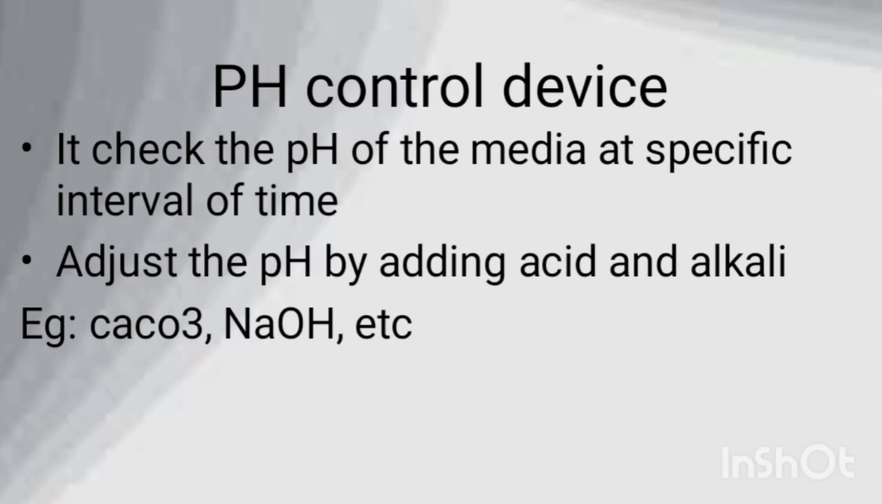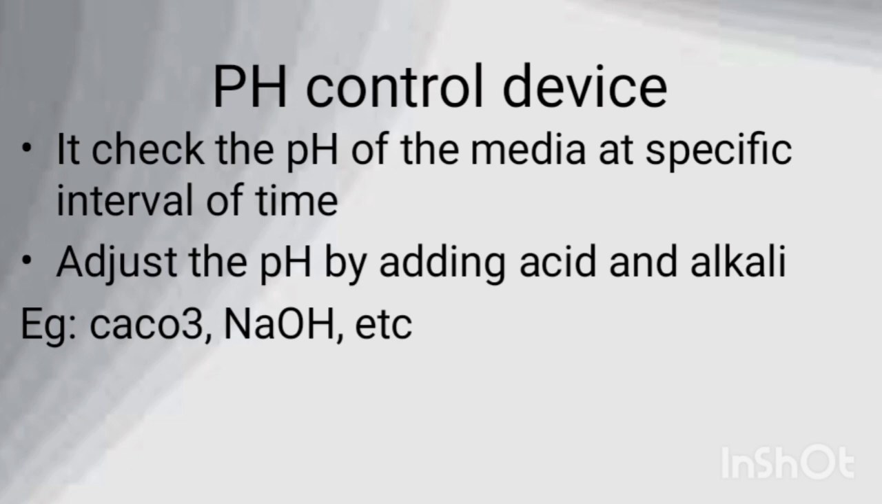pH control device. If we consider the design of a fermenter, the fermenter has two parts, the basic part and the controlling part. The controlling part includes pH control, temperature control, foam control, and oxygen control. The pH control device checks the pH of the media at specific intervals of time, so it can adjust the pH to its optimum level. The adjustment is by the addition of acid and alkali. Every fermentation requires a particular pH range, that is the optimum pH range.